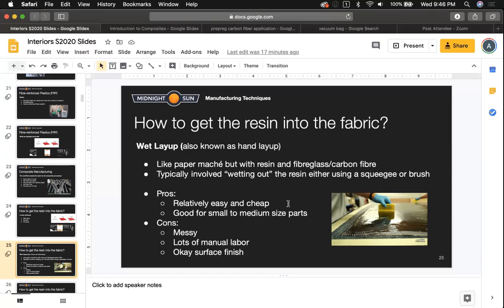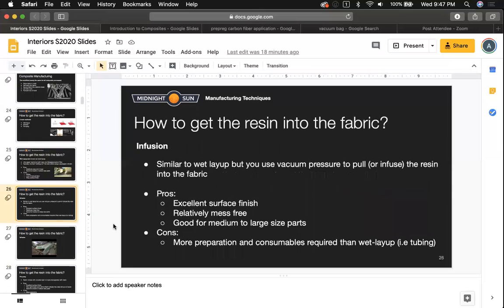But you can imagine if you're doing this by hand, it works well for small to medium-sized parts. But you've got resin everywhere. It's a lot of manual labor, especially if it's a larger part. You have to squeegee resin all over this entire surface. And the surface finish typically is okay, but there's other methods that do better. So next we're going to be looking into resin infusion.